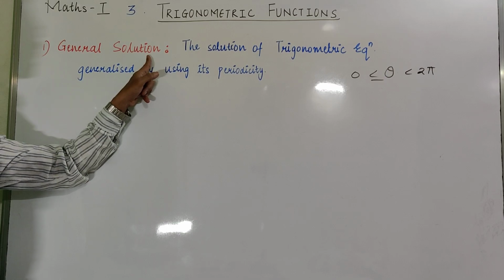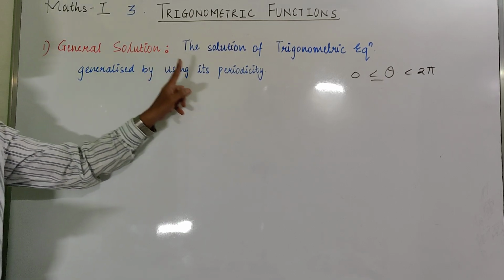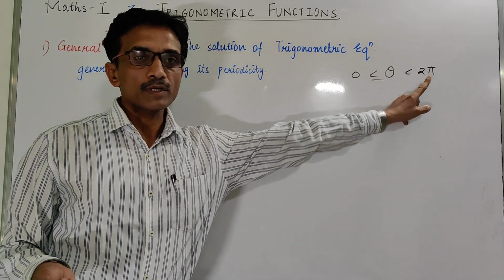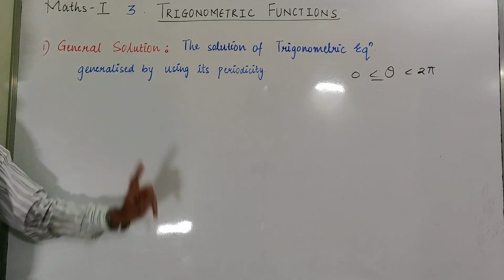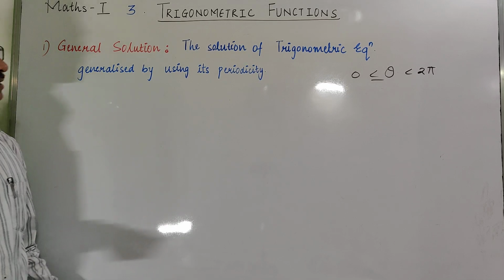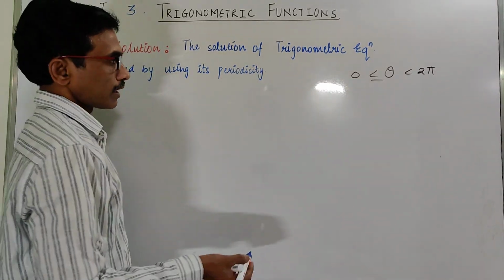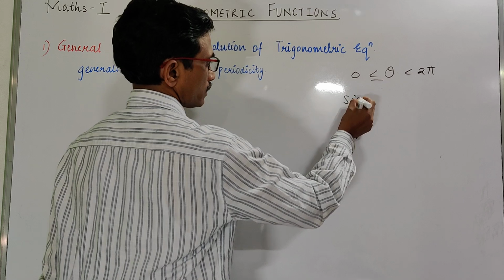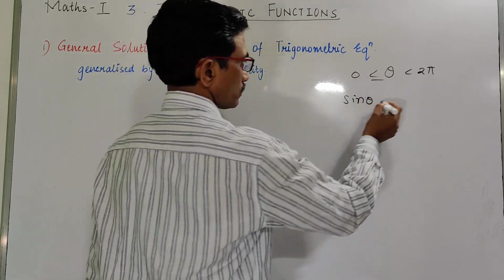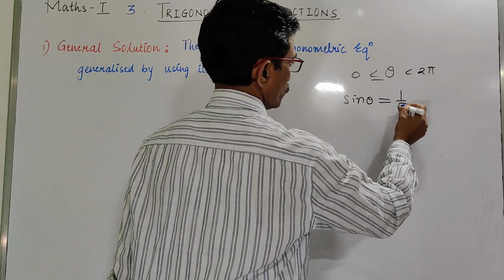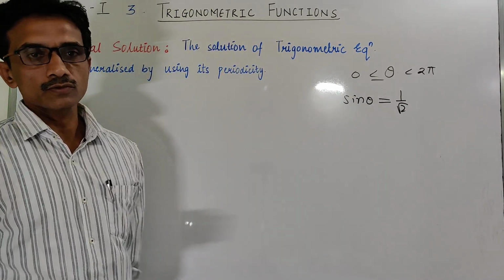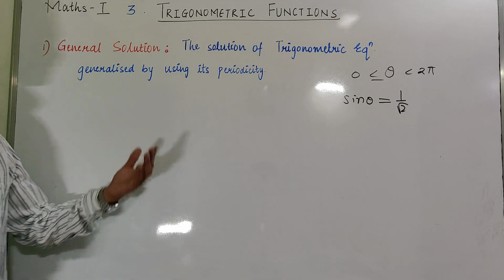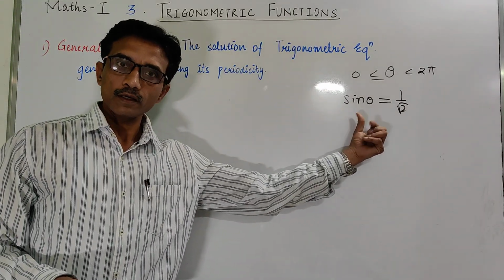We have started exercise 3.1. In that we did questions on principal solutions. Now let's start with general solutions. So what are the general solutions? See, a trigonometric equation, for example, sin theta is equal to 1 by root 2. Look at this trigonometric equation: sin theta is equal to 1 by root 2. So let's find the solution of this trigonometric equation.